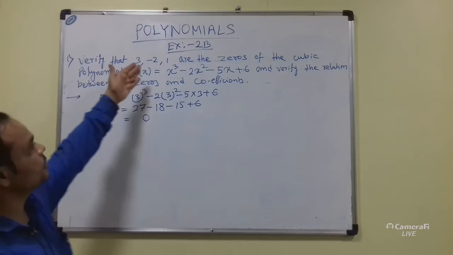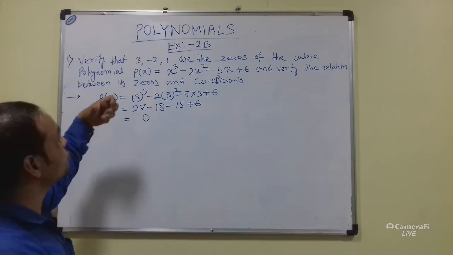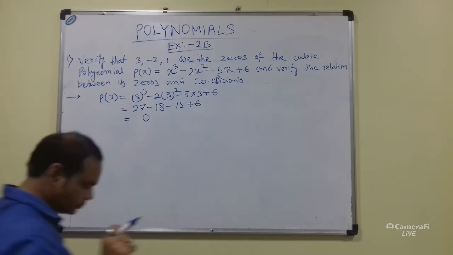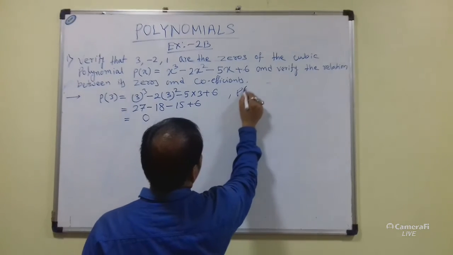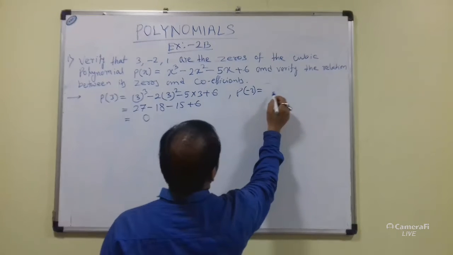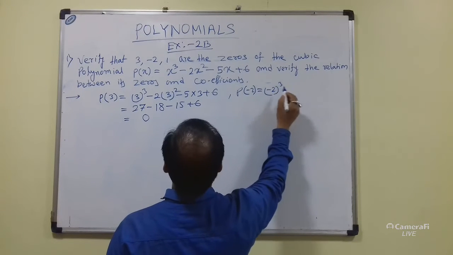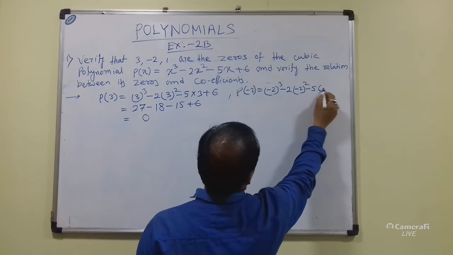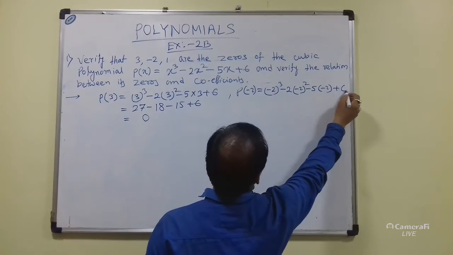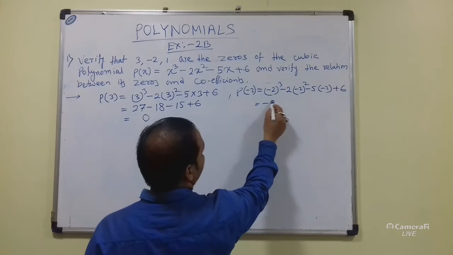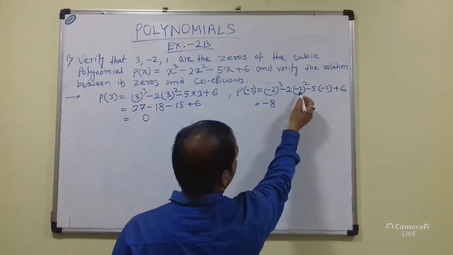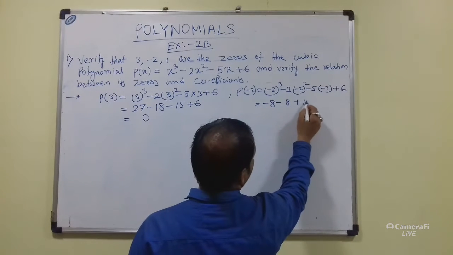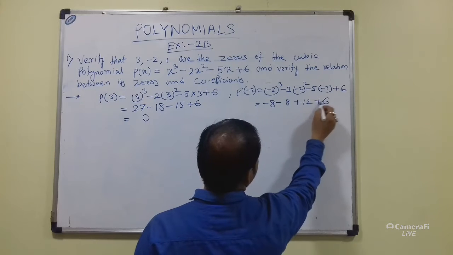Now we can verify that minus 2 is also a zero. That means when we put minus 2 in the place of x, the result must be 0. So let's check P of minus 2. It will be minus 2 cube minus 2 into minus 2 square minus 5 into minus 2 plus 6. Now minus 2 cube means minus 8, and minus 2 square means 4, 4 into 2 is 8, so that means minus 8 minus 8, and minus minus plus 10 and plus 6.